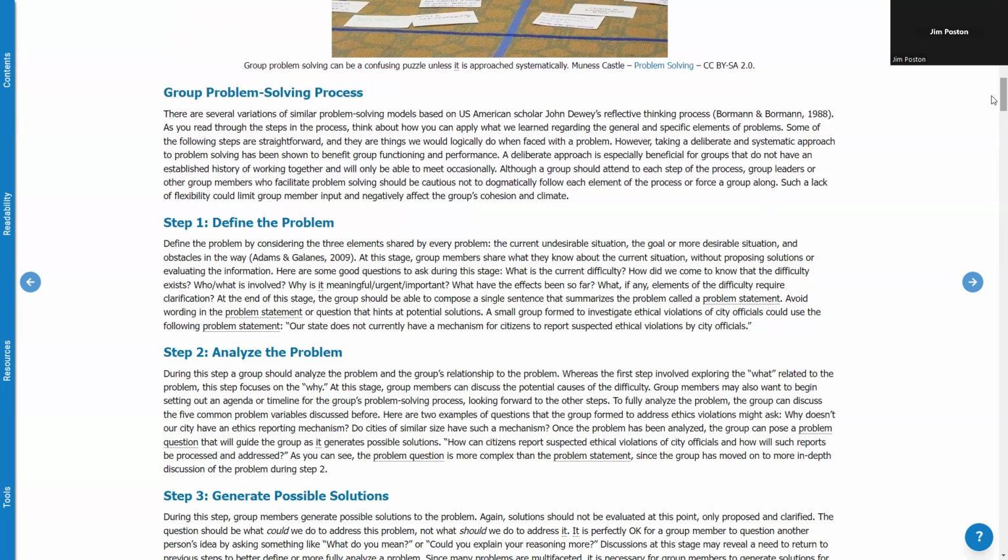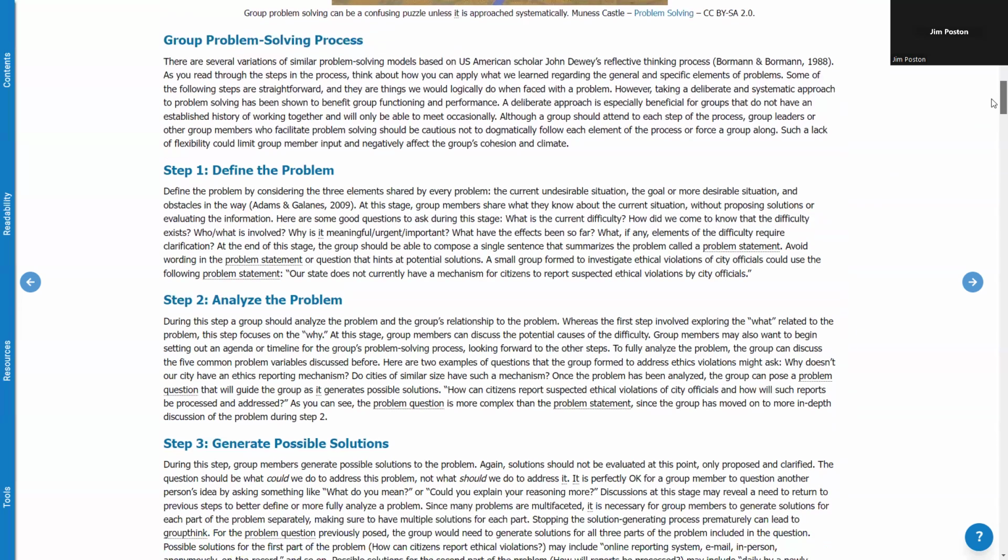A deliberate approach is especially beneficial for groups that do not have an established history of working together or will only be able to meet occasionally. Although a group should attend to each step of the process, group leaders or other group members who facilitate problem solving should be cautious not to dogmatically follow each element of the process or force a group along. Such a lack of flexibility could limit group member input and negatively affect the group's cohesion and climate.